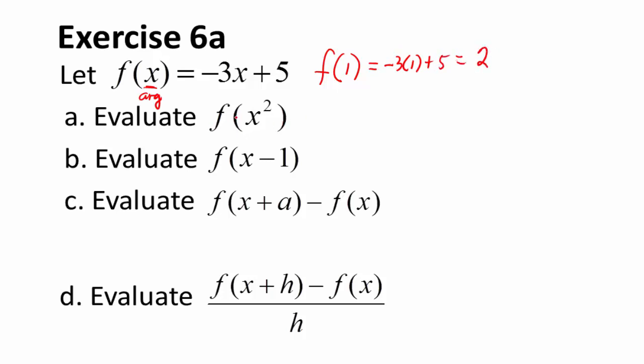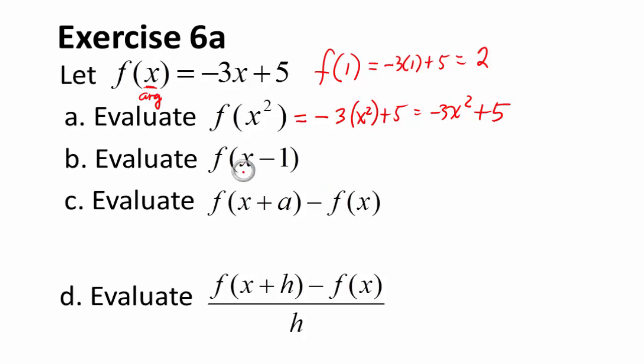Now what about if you say, what is f of x squared? Then again, it's the same thing. You replace the x by whatever is in the argument. So -3 times x squared plus 5, that's just -3x squared plus 5, and that's your answer.